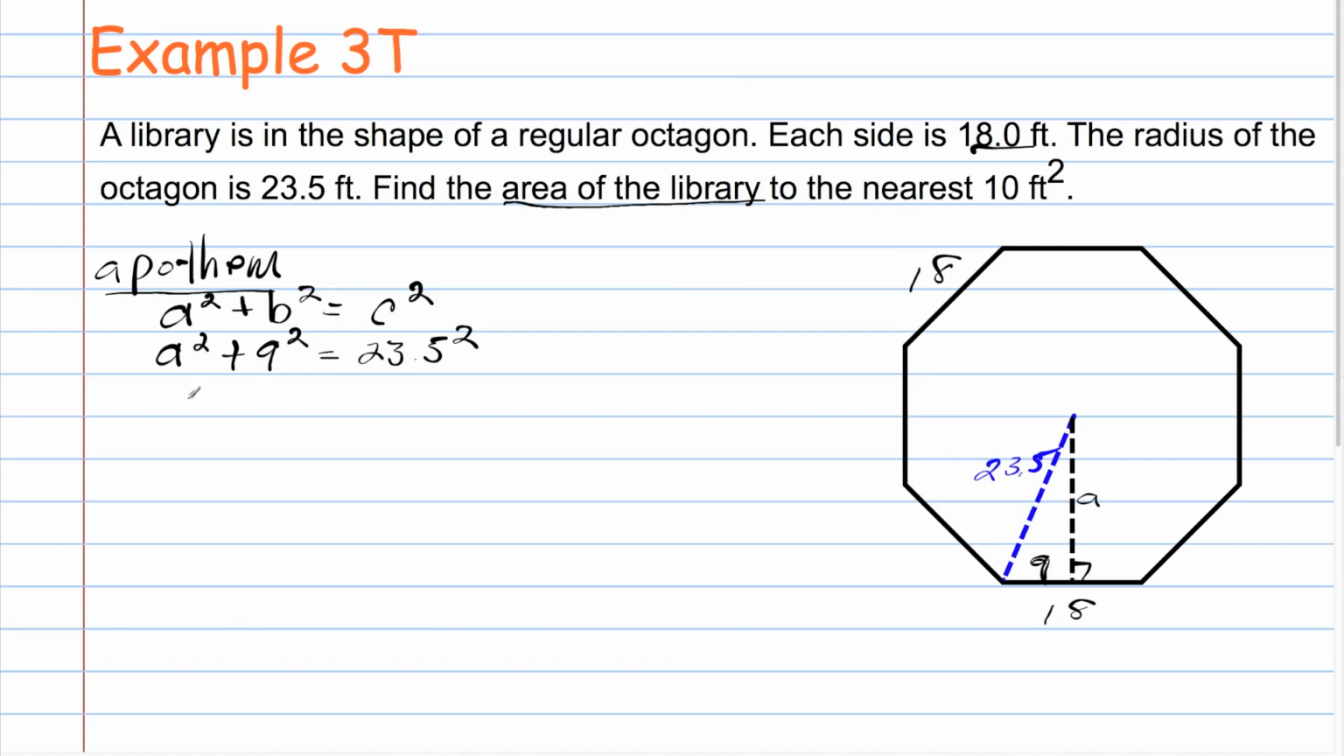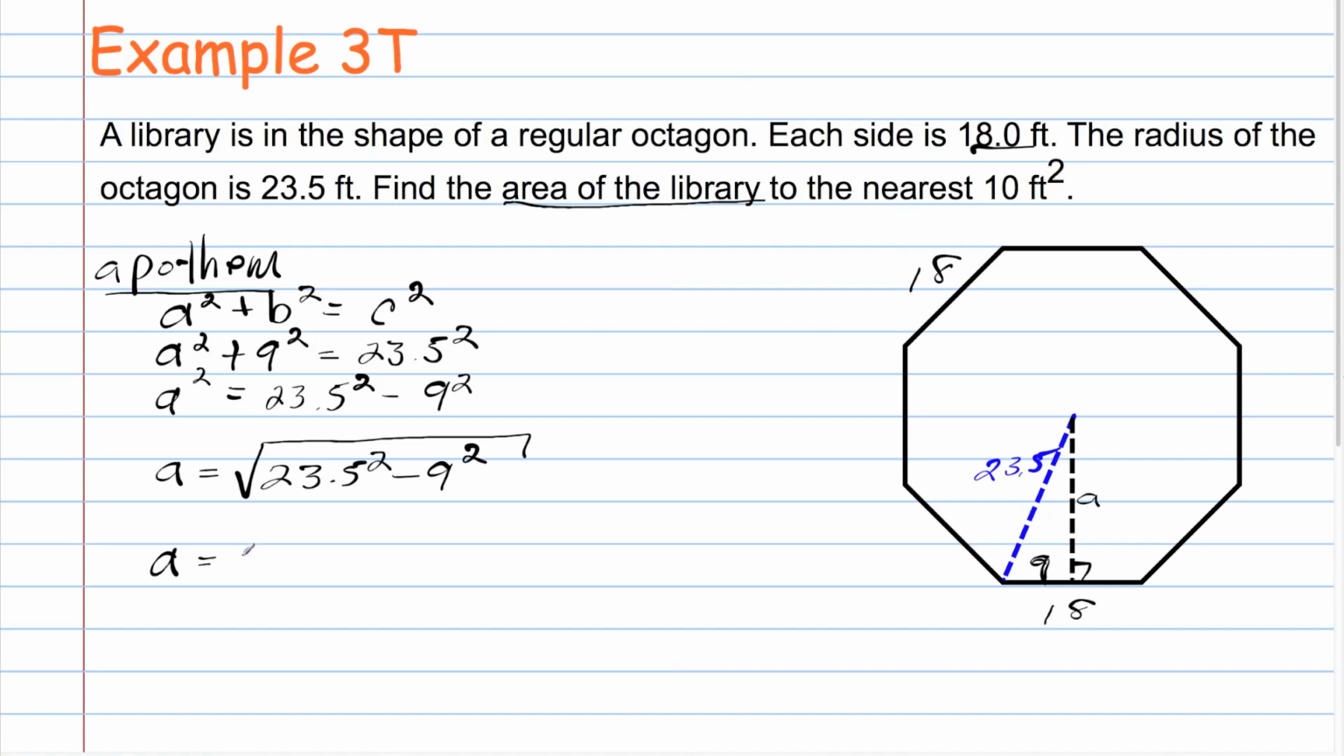First, we subtract 9 squared from each side, so a squared is equal to 23.5 squared minus 9 squared. Then we take the square root of each side, so a is equal to the square root of 23.5 squared minus 9 squared. I can plug that in, and it ends up being approximately 21.7 feet. So a is 21.7.